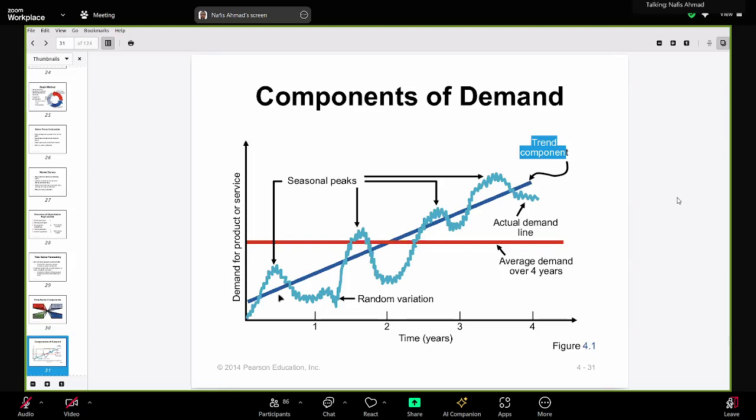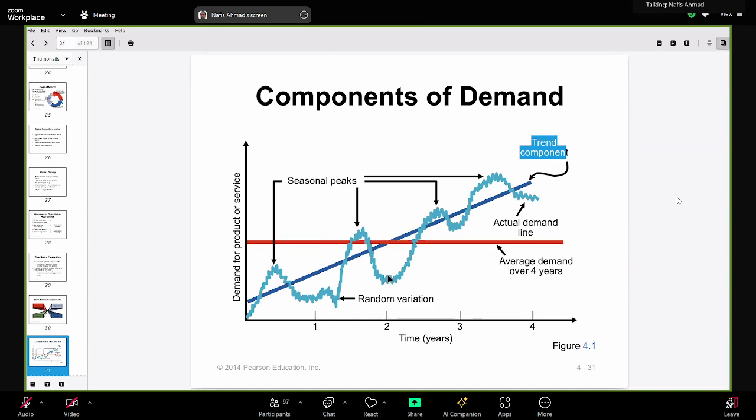And you may also find that demand for some items varies with, say, for example, Ramadan. Demand for some items changes with weather temperature. Say in winter, the demand for sweaters or jackets increases. These are some seasonal variations, right? Demand increases at different times of the season.